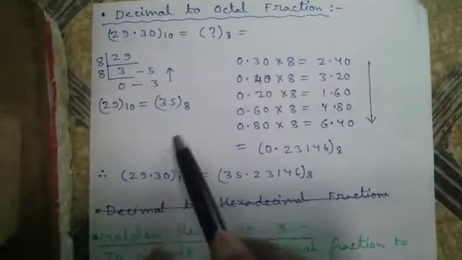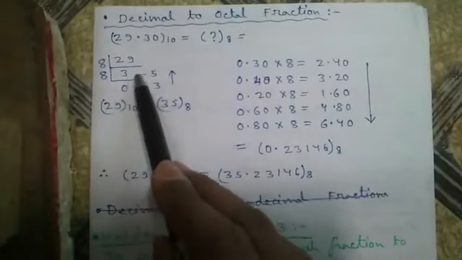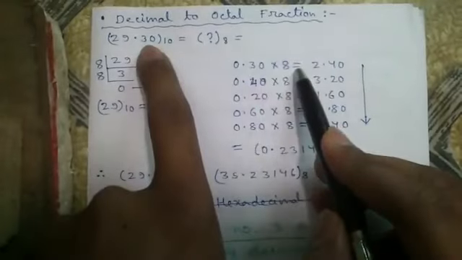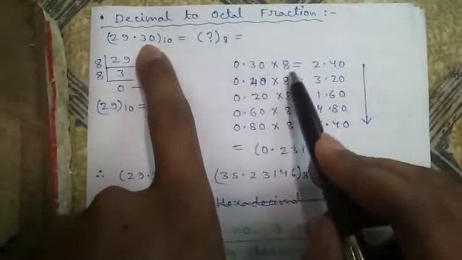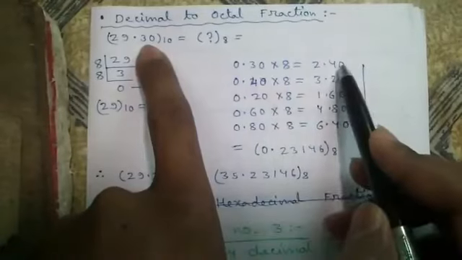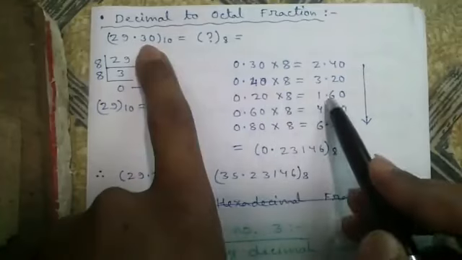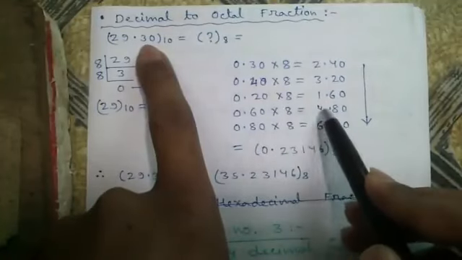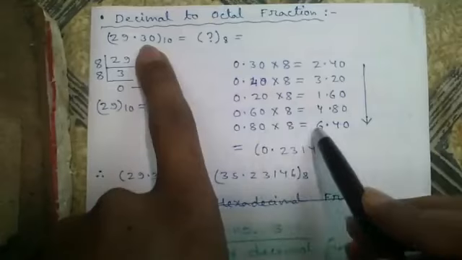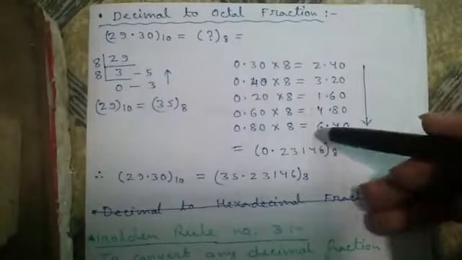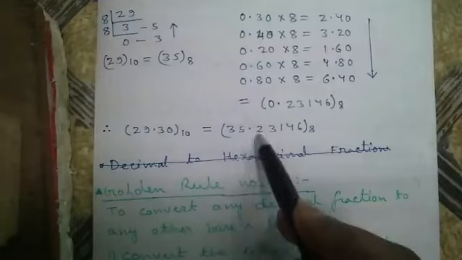Decimal to octal fraction. So for the integer part, as usual. For fraction part, same process. Take the fraction and multiply that by destination. Here destination is octal or base 8. So 0.30 into 8, 2.40. Again fraction, 0.40 into 8, 3.20. Again take 0.20 into 8, 1.60. 0.60 into 8, 4.80. 0.80 into 8, that is 6.40. We have got our fraction 23146 downward. So for 29.30 in decimal, it becomes 35.23146 in octal.